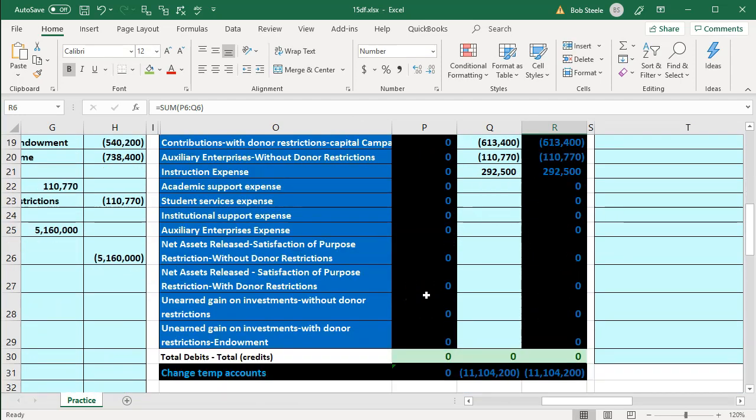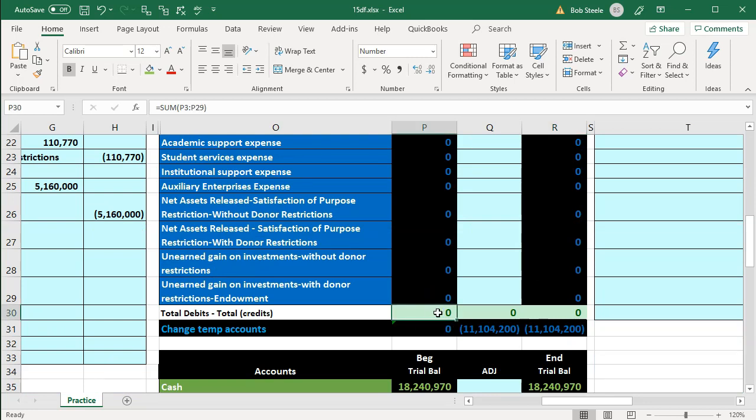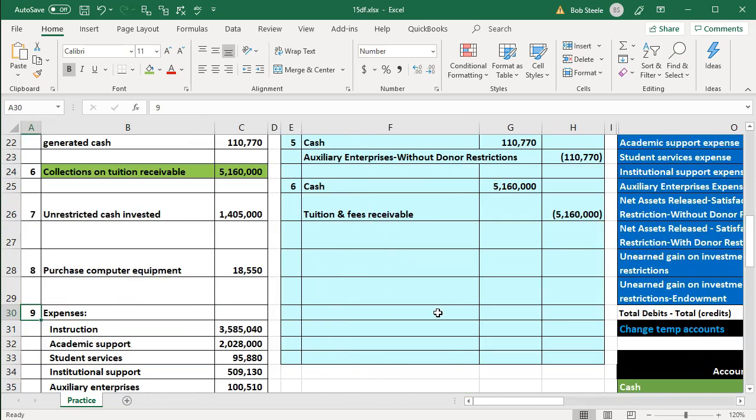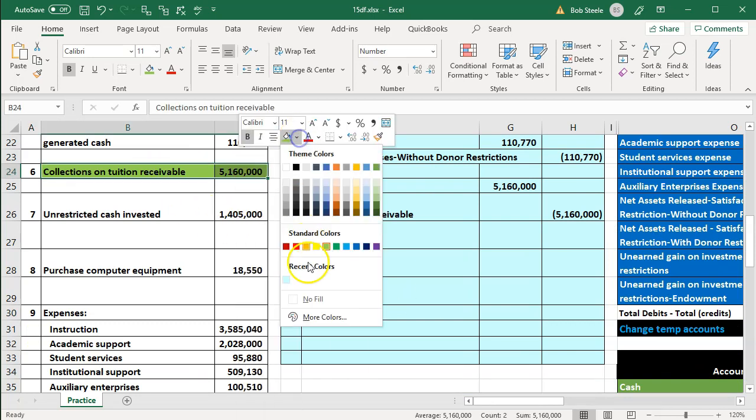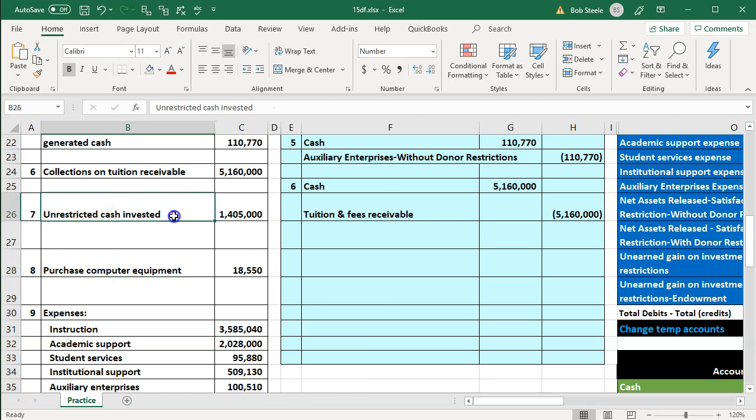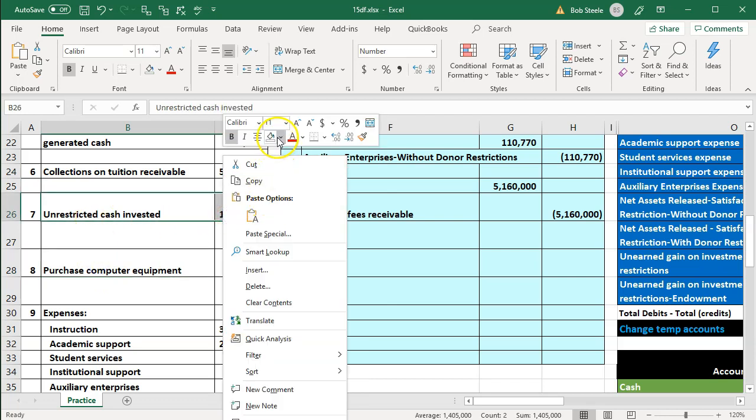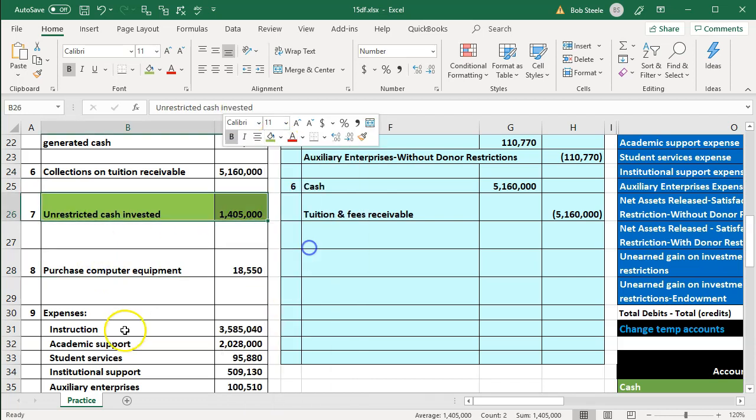Here's where we are at. Scrolling down, we have the green zeros. Looks like we're back in balance. That's good. And then we're going to scroll over to number 6 and ungreen number 6 as it has been now completed. And then green up number 7, the next one, which we will complete.